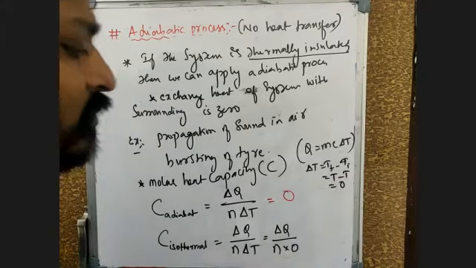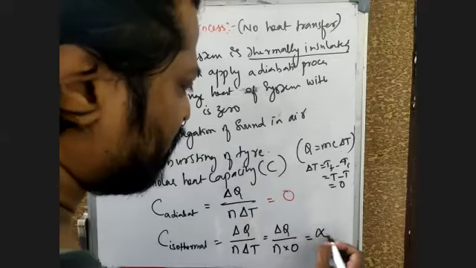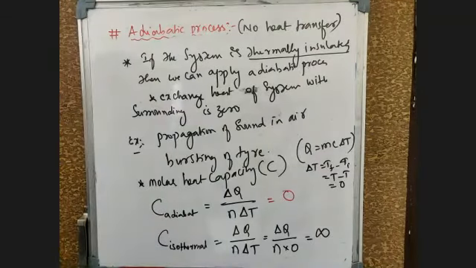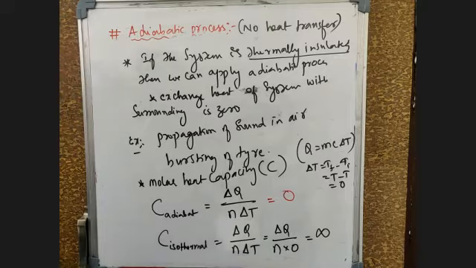So anything divided by zero will be what? Divided by zero will be infinity. Here delta Q is directly zero, and zero divided by anything will be zero, but anything divided by zero will be infinity. So molar specific heat for the adiabatic process is zero. Molar specific heat for the isothermal process is infinity. Is that clear for everyone?